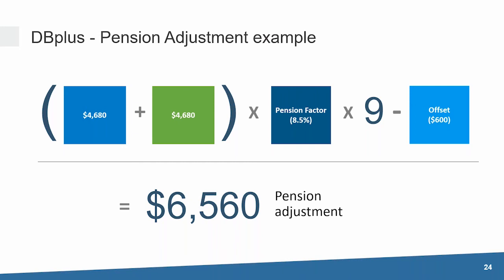$6,560. We will be providing a batch pension adjustment tool that employers can use for 2021 and will advise when this tool is available. If you have any questions regarding your pension adjustments for 2020, please contact your employer PA.